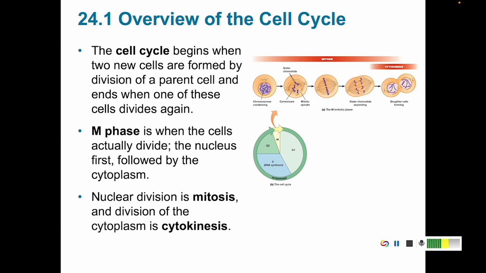The cell cycle starts when two new cells are formed from that parent. So it goes from all these cells, how the cell goes through and copies into two. Then it starts all over again. One of these cells is going to go through the stages again. M phase is when the cells actually divide. So these are all the stages of mitosis. This is the M phase. This is going to happen nucleus first. So these are the stages of dividing the nucleus. Then cytokinesis is the stage of dividing the cytoplasm, or pinching that cell into two pieces.